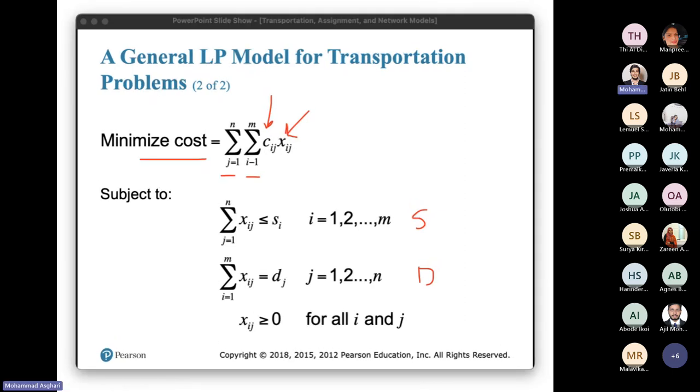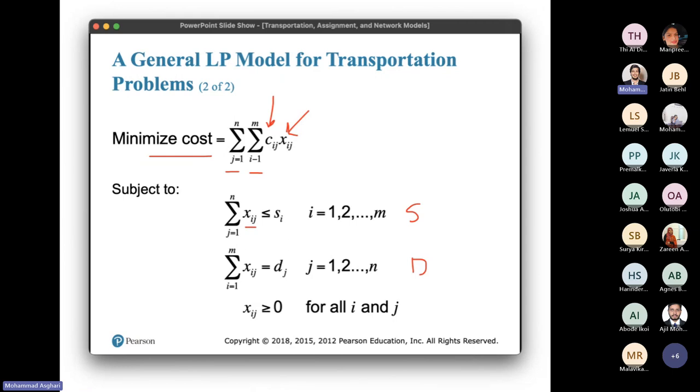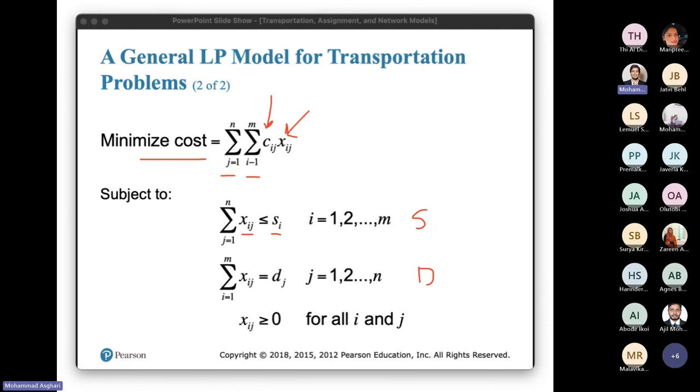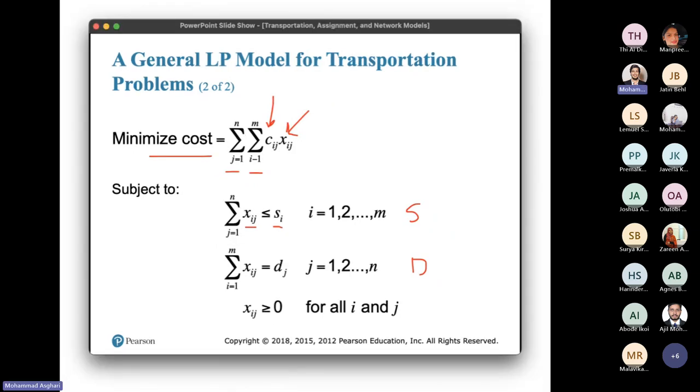So in the supply constraint, we want to make sure that the summation of all supply is less than the capacity of supply of each source. So in other words, if I want to write it down, you can easily find that for each source, for example, source number one, let me write it down. For source number one, I'm talking about this one.